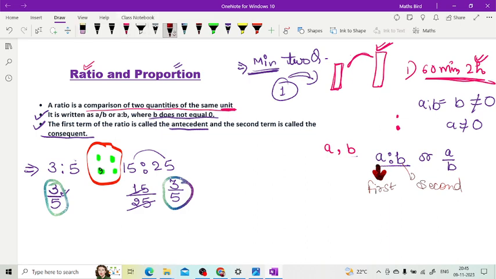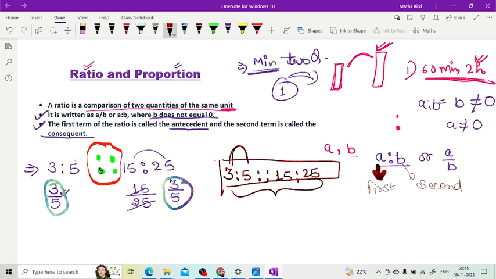Yes, we can write it 3:5. This is proportion sign 15:25, right? This is ratio and the whole is proportion, right? So we can see two dots, this is known as ratio, and when we will draw 4 dots, it is known as proportion, right?